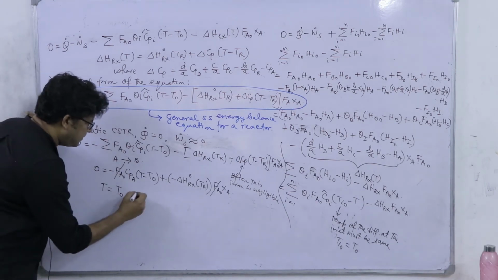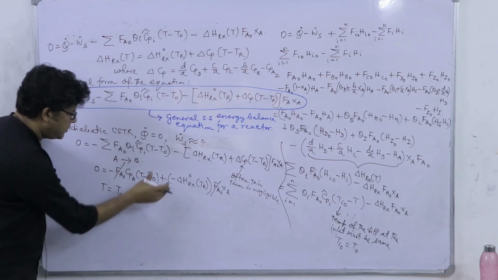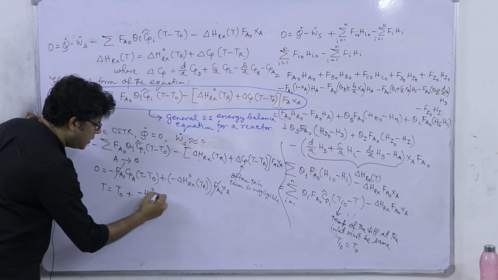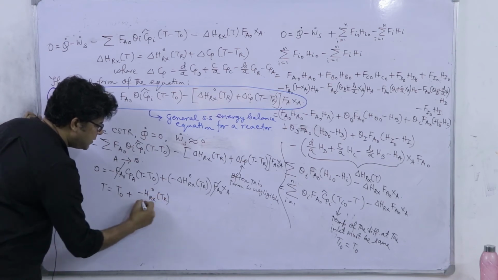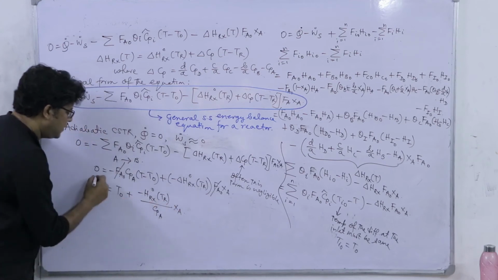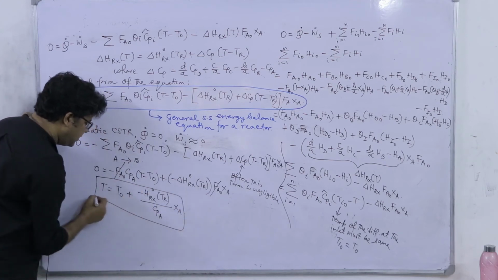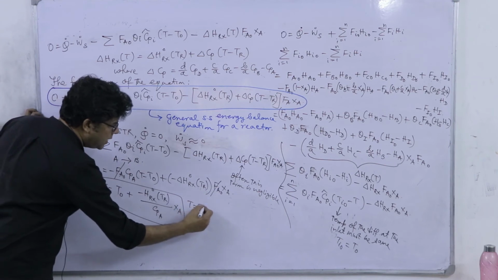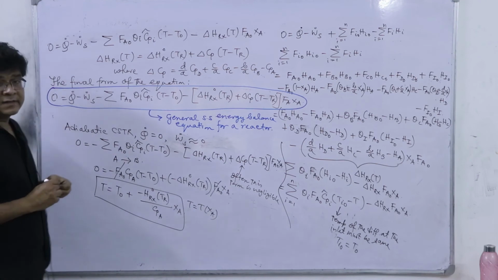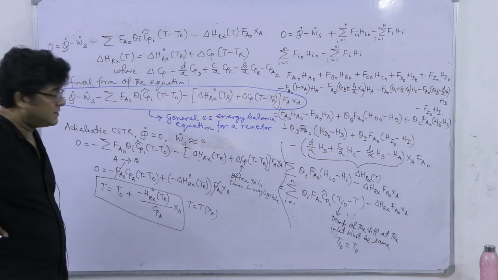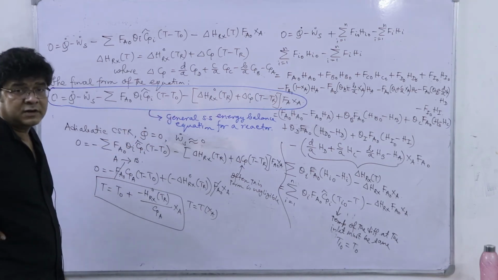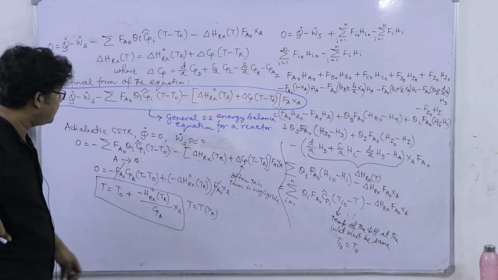this, minus ΔH_Rx° at T_R divided by C_PA into X_A. So you see that this is a linear relation we have got, which expresses T as a function of X_A. So X_A in the previous problem was 0.7 or something like that. So you substitute, you get the temperature, replace the temperature in the design equation and you will get the volume.